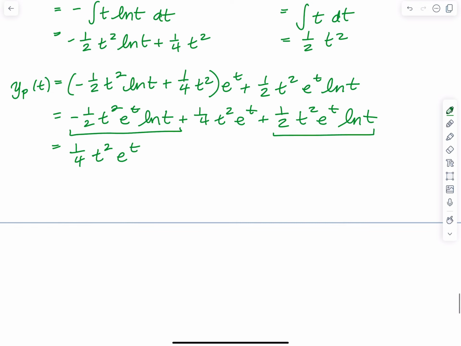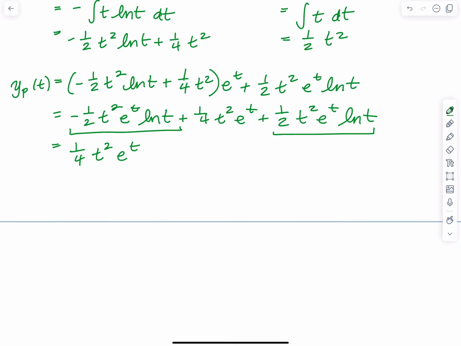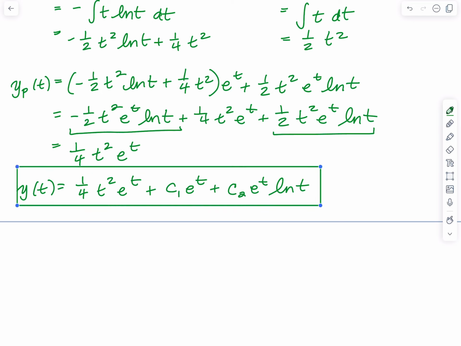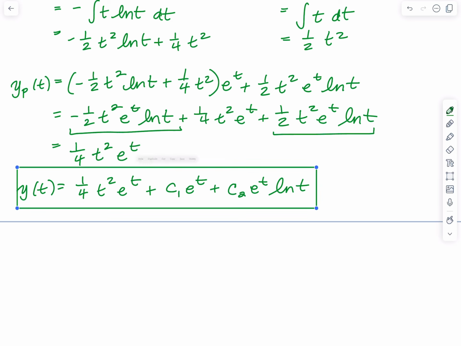So now we are able to write our general solution as y of t is equal to 1/4 t squared e to the t. And here are our two given solutions. And this was our solution to the homogeneous equation. And that concludes this lesson.